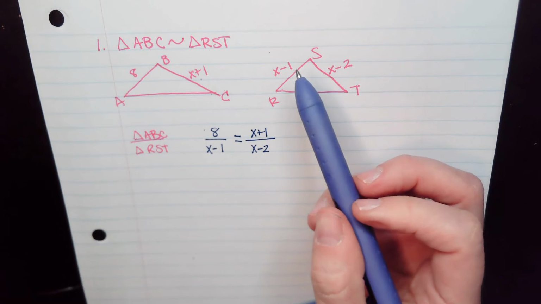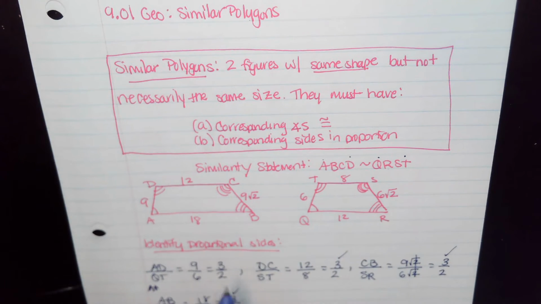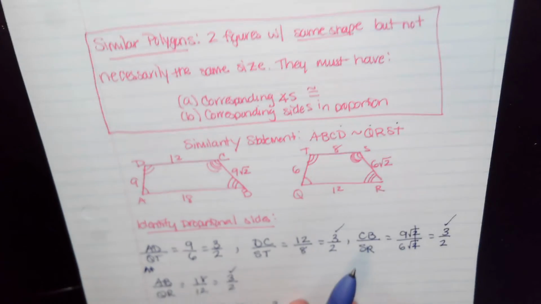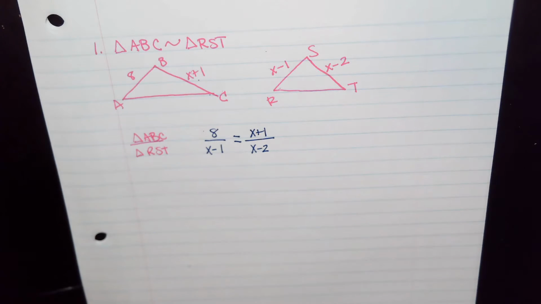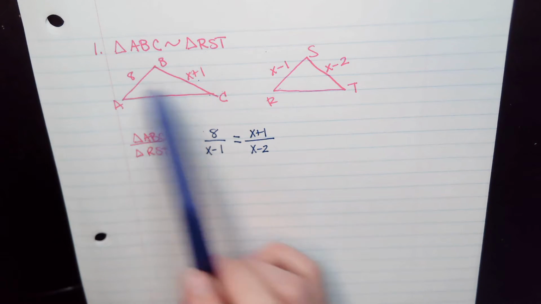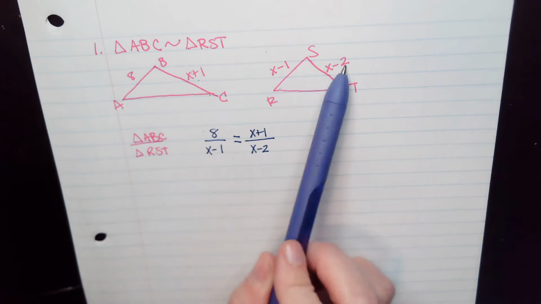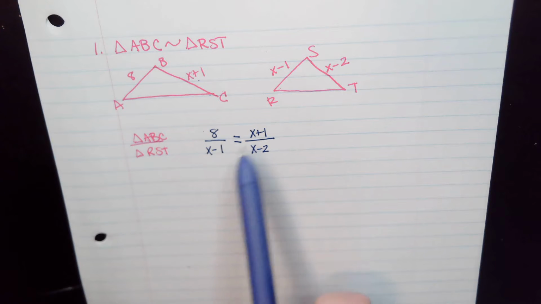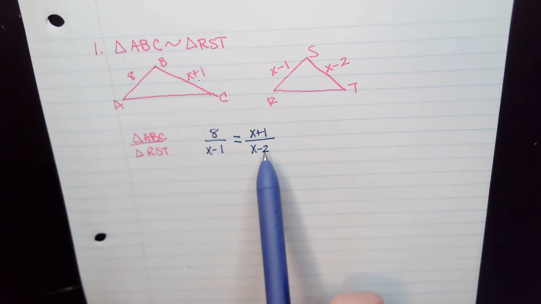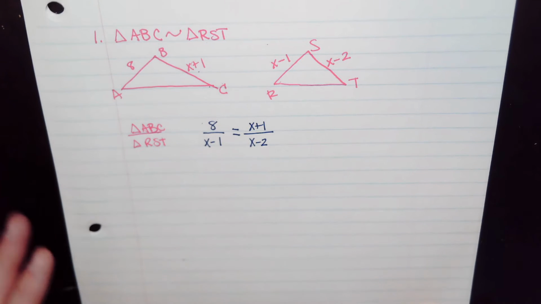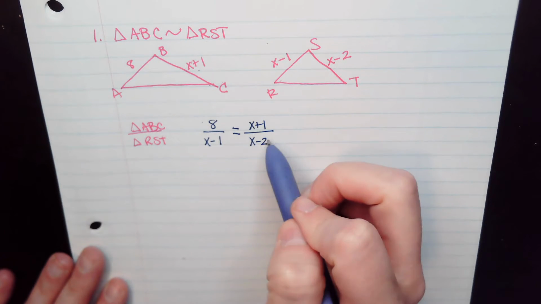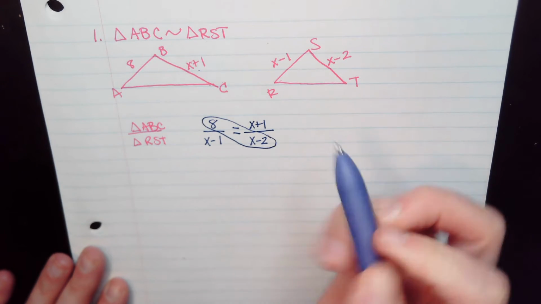So we can set up a proportion just like we did here. Well, we didn't set up a proportion here, but we know that the ratio of all of the sides has to reduce down to the same numbers. So here, if we set one pair of sides equal to the other pair of sides, we know that those fractions will reduce down to the same numbers because they are similar triangles. So once we set up our proportion, now we can cross multiply and solve.